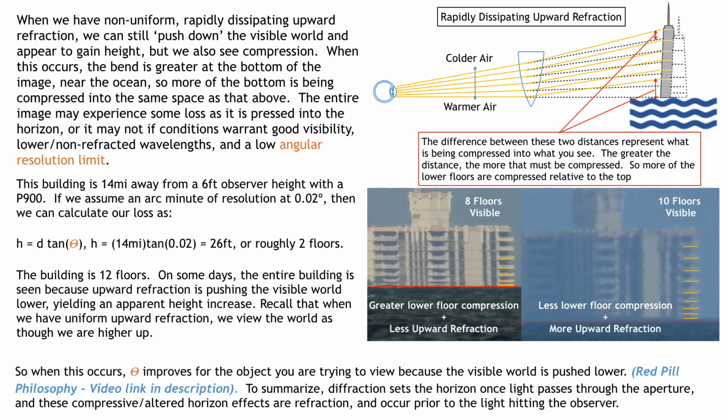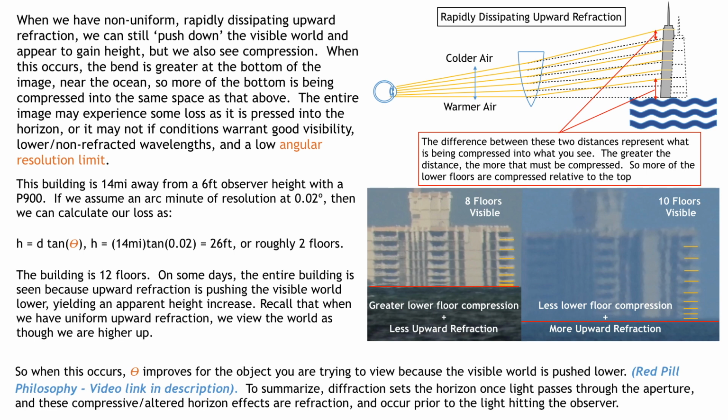So when this occurs, the bend is greater at the bottom of the image, near the ocean. So more of the bottom is being compressed into the same space as that above. The entire image may experience some loss that is pressed into the horizon, or it may not if conditions warrant good visibility. Lower non-refracted wavelengths and a lower angular resolution limit.